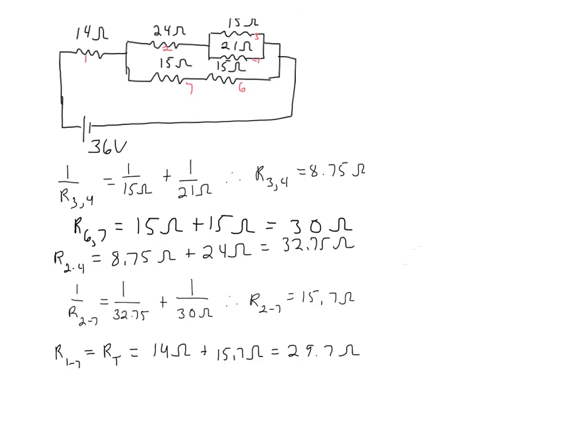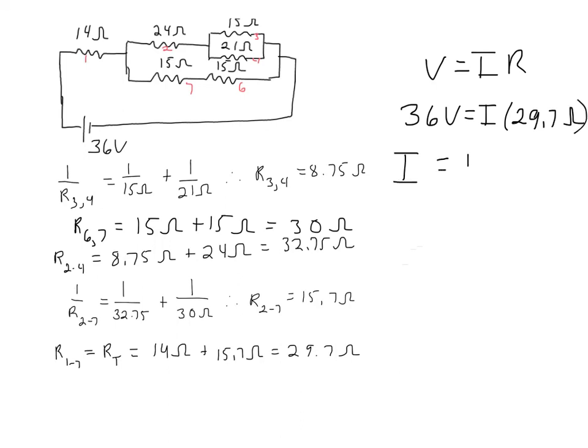Now we're going to use V equals IR with the R total to find I. So we do V equals IR, and we get 36 volts equals I times 29.7 ohms. And we do that math, we should get I equals 1.21 amps, and that's our final answer. So we found our total resistance and total current in the circuit.